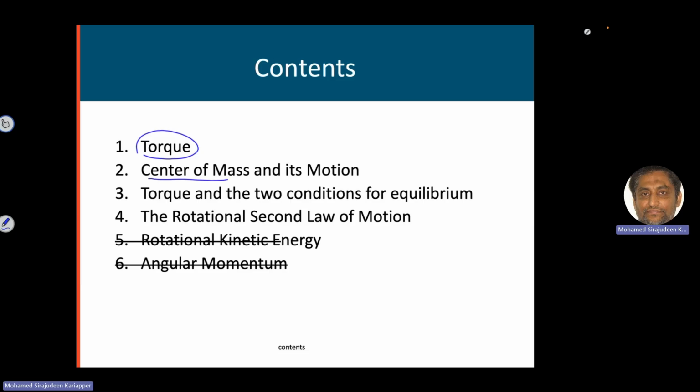Then the second topic will be center of mass, center of gravity, the same thing. Third topic will be equilibrium condition. Now we will have a very general definition of equilibrium condition. Then number 4, we will bring in Newton's second law, how to apply it in rotational motion, the dynamics of rotation. The 5 and 6 are omitted because we need time for the final exam, so we will not cover that.